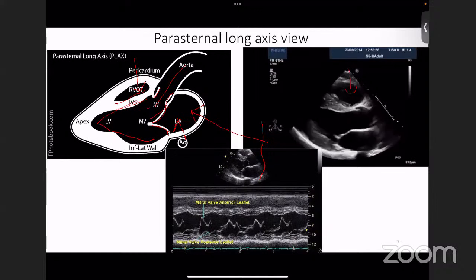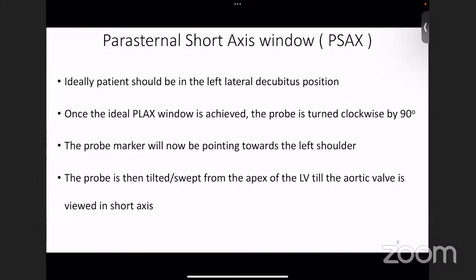When you put an M mode on this at the parasternal long axis, what you get is an E wave and an A wave, similar to what you get when you do a Doppler for diastolic dysfunction. I'll tell the significance of this E and A of the mitral leaflet in the later slides. Next, we go to the parasternal short axis.